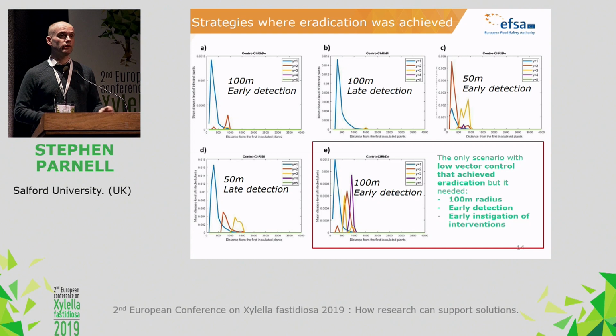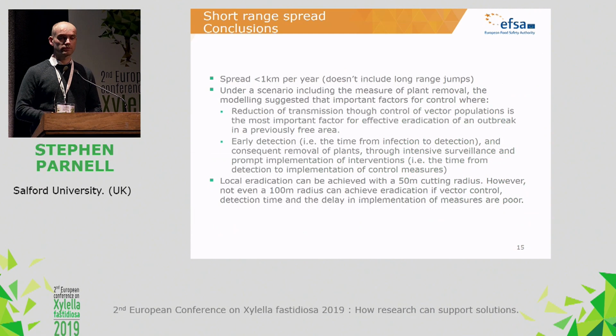And a key conclusion was that in almost all cases for eradication to be possible, there had to be high vector control. And the only situation where that wasn't the case, all the other control measures needed to be at their highest, so 100 meters control radius, early detection, early instigation of control measures. So this was a short range model. So the caveats are that it's not looking at long distance jumps. It's looking at that local expansion of disease foci.